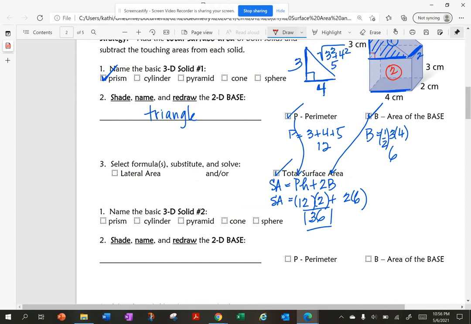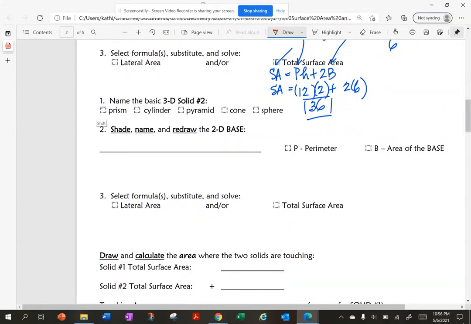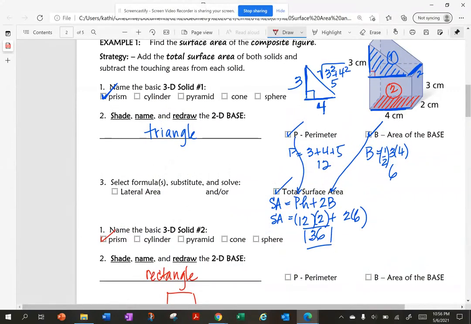All right, let's now work on the second figure. My second figure is down here, and I'm going to choose this to be my base. I have a couple choices: I can do top and bottom, front and back, or left or right. I'm going to pick the top and the bottom. So again, I have a prism. My base is a rectangle, and my dimensions are going to be 4 by 2.